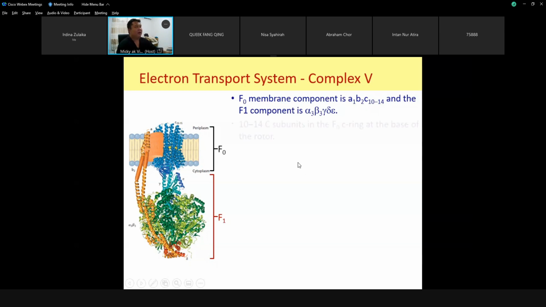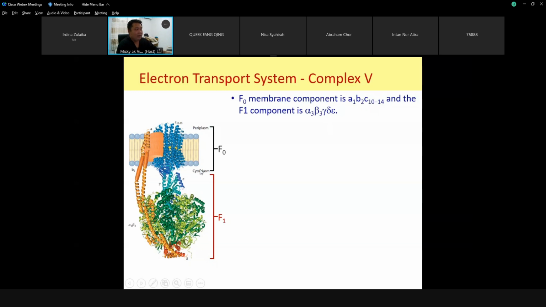Okay. Right? Now the F1 yang menonjol ni keluar, okay, is the alpha 3 beta 3. Now alpha 3 beta 3 is the green part. Okay, so you have 3 green yang muda, you have 3 green yang tua. Okay, 3 dark green, 3 light green. Okay, so 3 alpha and 3 beta. Okay, the gamma is this one.